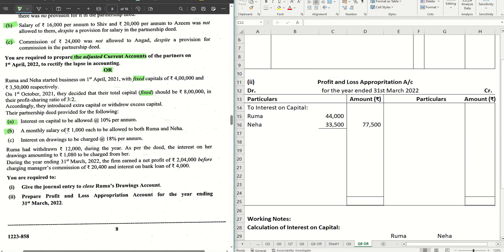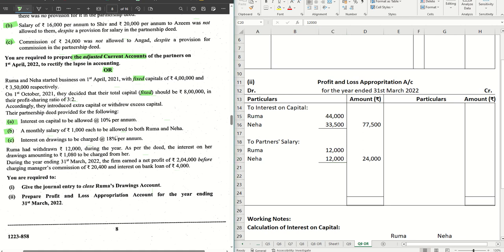A monthly salary of 1,000 each to be allowed to both Ruma and Neha. So let's do that. This will become two partners' salary. Again, we write both the partners' names here. 1,000 per month is 12,000 for both of them. So that becomes 24,000 for both of them together. So partner salary is sorted as well. Let's move on to number C.